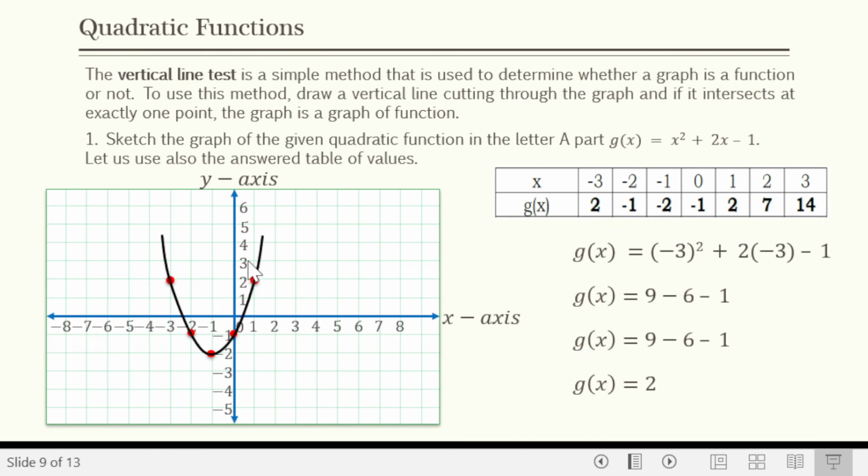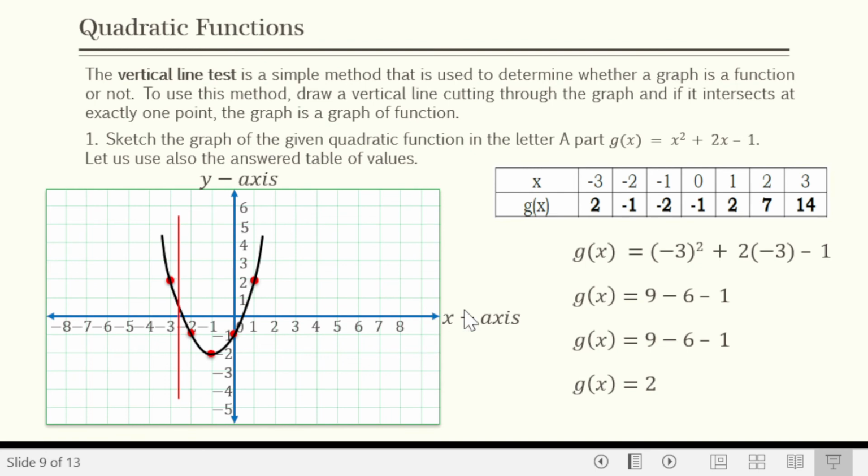Yun, parabola opening upward. Bakit opening upward? Look, yung coefficient ng x squared is greater than 0, which is 1. So, opening upward. So, paano natin ngayon iti-test if this graph is a function or not? So, ang gagawin natin, sabi dito, gagawa tayo ng mga vertical lines. Dodraw tayo ng vertical lines.